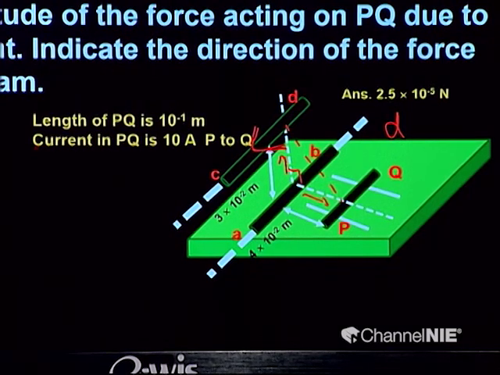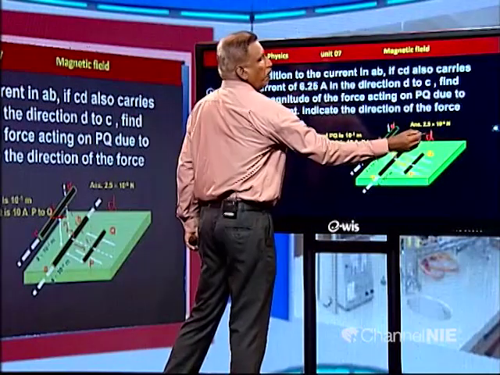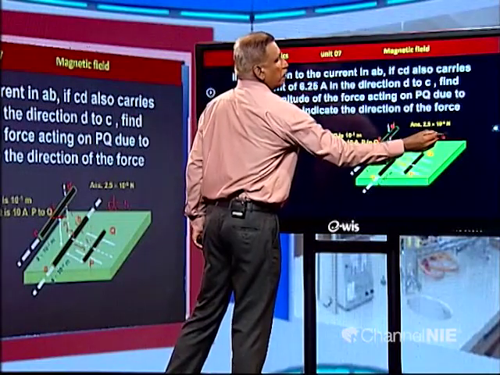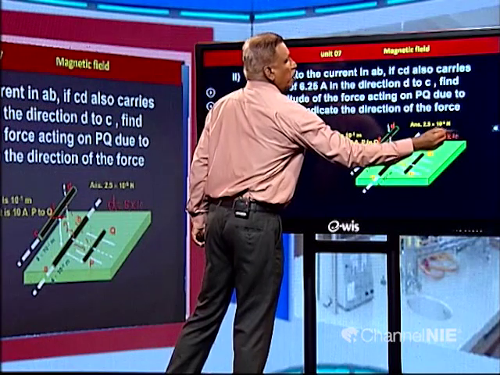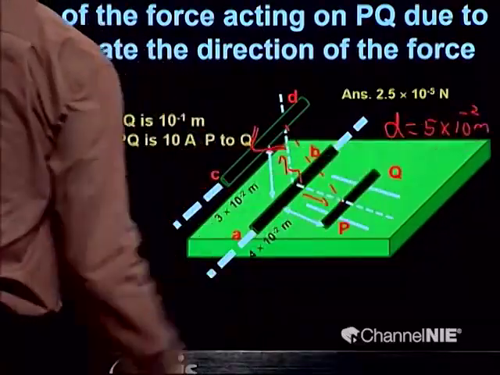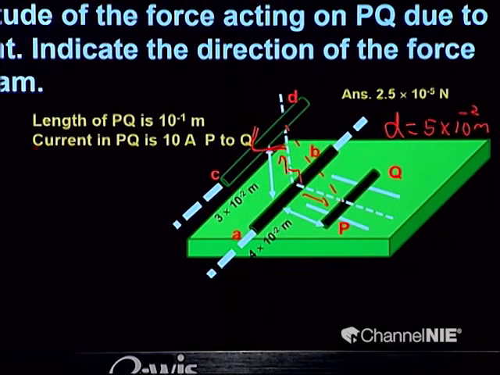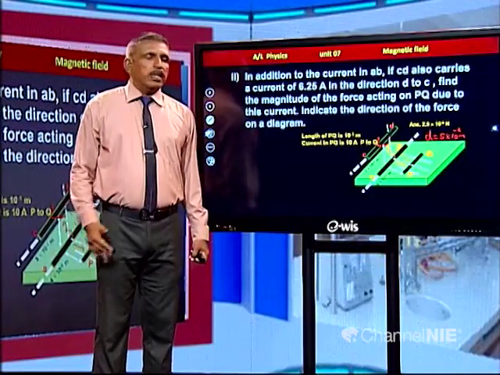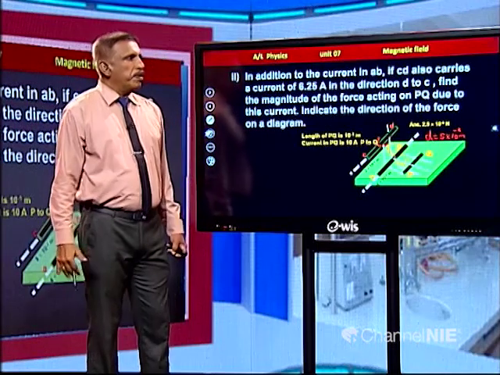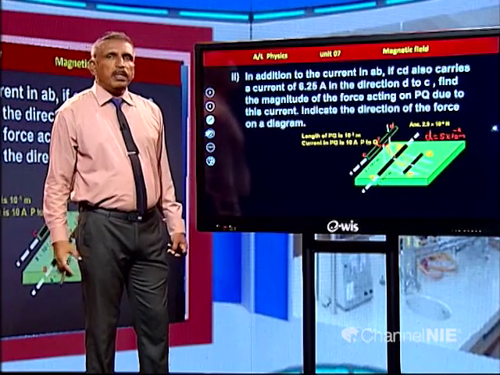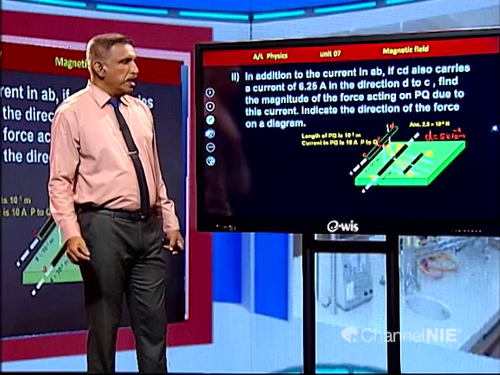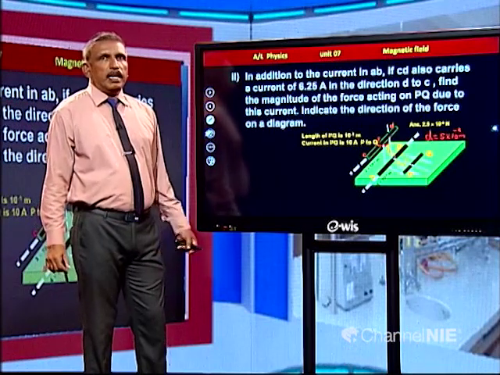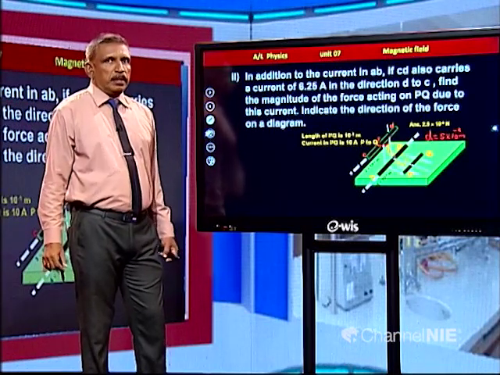So, easily you can write that value is 5 into 10 to the power minus 2 meter, because 3 squared and 4 squared equal to 25, square root of 25 is equal to 5. Then you can find the value of D is equal to 5 into 10 to the power minus 2. Then you go again to the same method we have done in the first part.